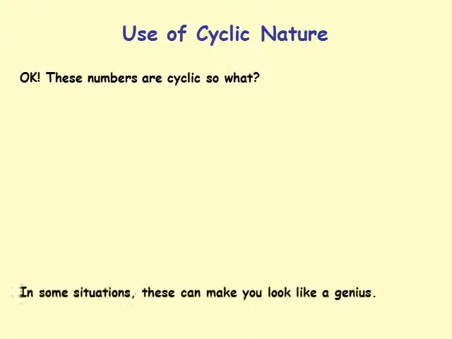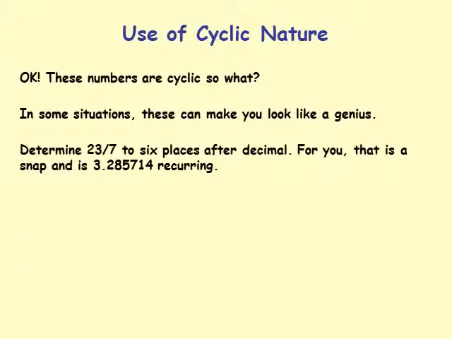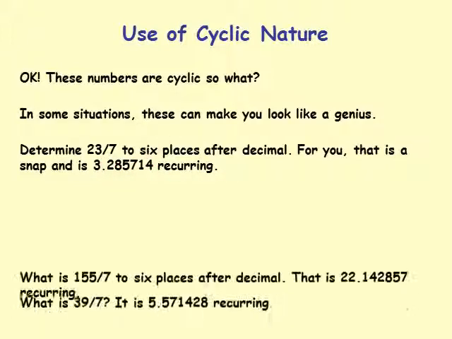Let's see where you can use the cyclic numbers. So what? In some situations these can make you look like a genius. Determine 23 divided by 7 to 6 places after the decimal. For you, that's a snap. It's 3 as a whole number, and 2 divided by 7 is the fraction, so you start at 2: 3.285714 recurring.